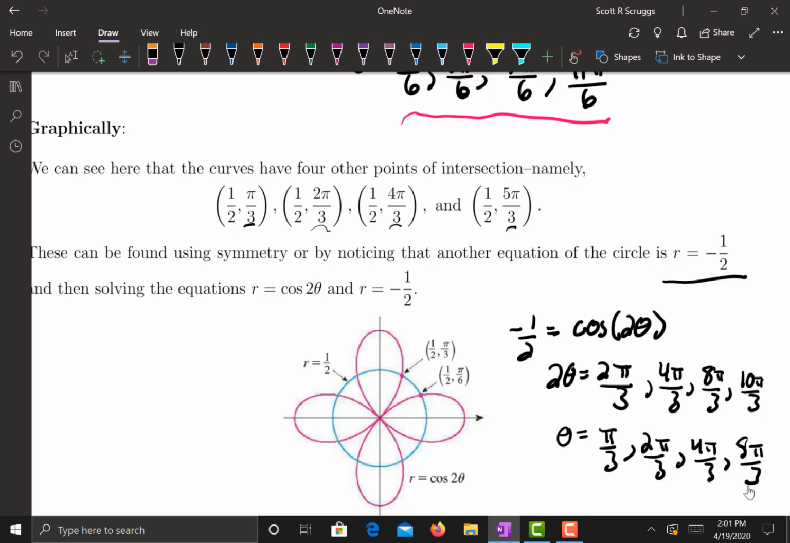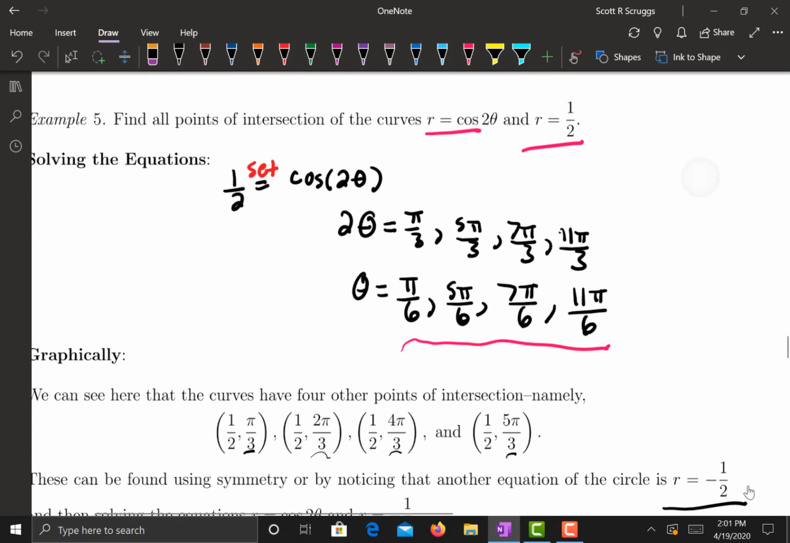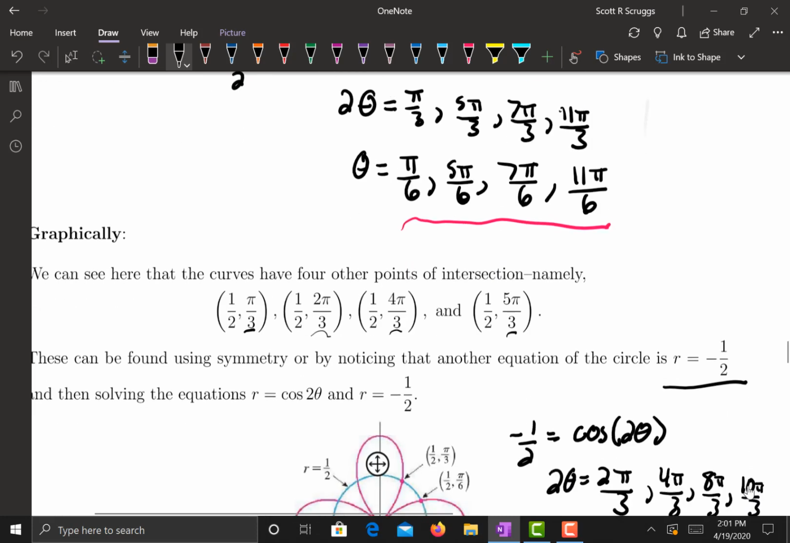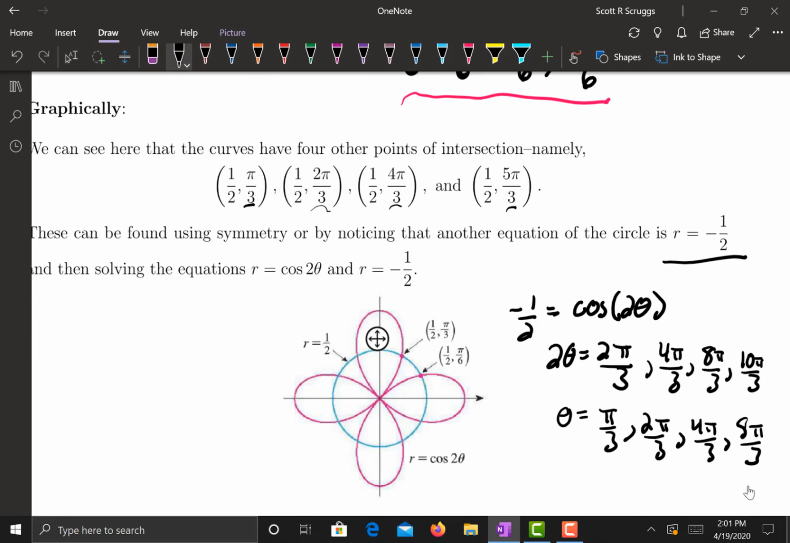So note that solving the equation, I'll only get a portion of the points. We can get the other ones by either graphing it or using symmetry and then repeating the solving of a system of equations.